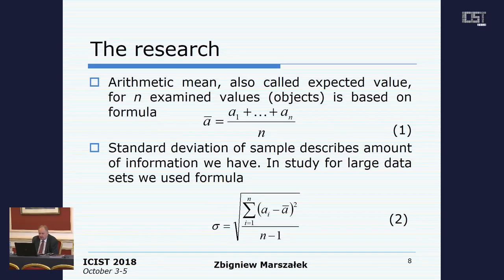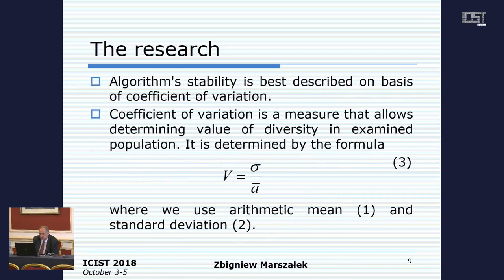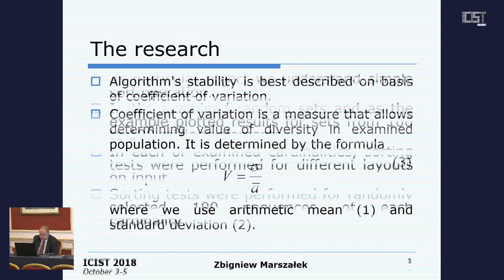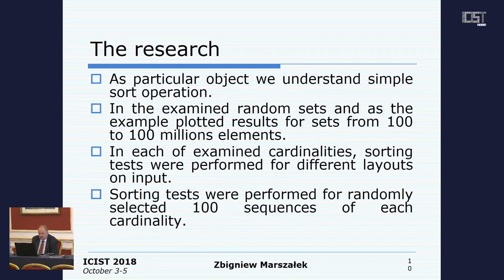The research. The arithmetic mean, also called the expected value, for examined objects is based on formula 1. The standard deviation of a sample describes the amount of information we have. In the study for large data sets, we use formula 2. Algorithm stability is described on the basis of the coefficient of variation. The coefficient of variation is a measure that allows determining the value of diversity in the examined population. It is determined by formula 3, where we use the arithmetic mean 1 and standard deviation 2.